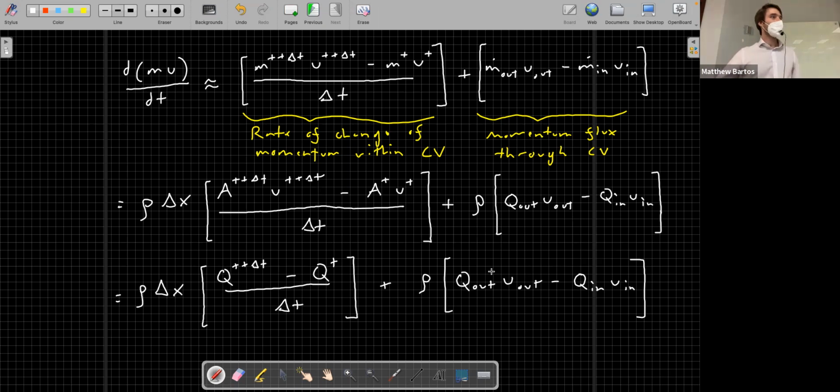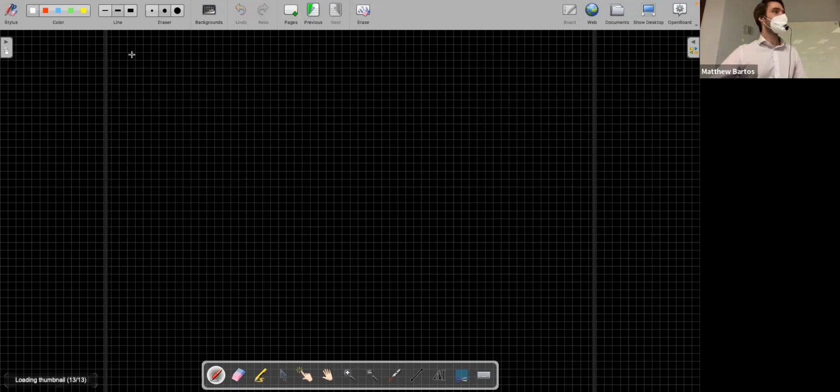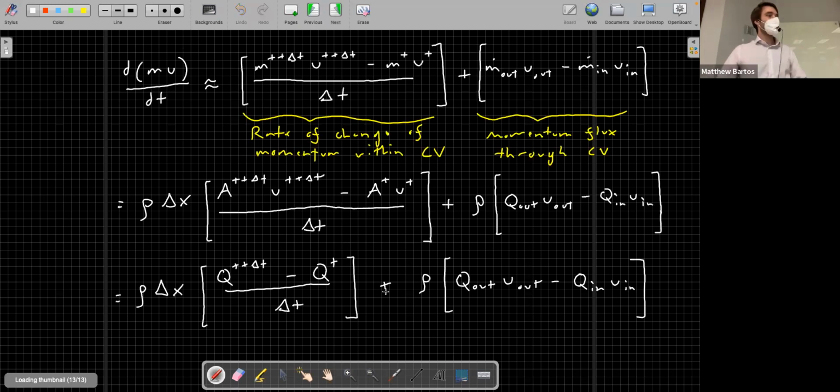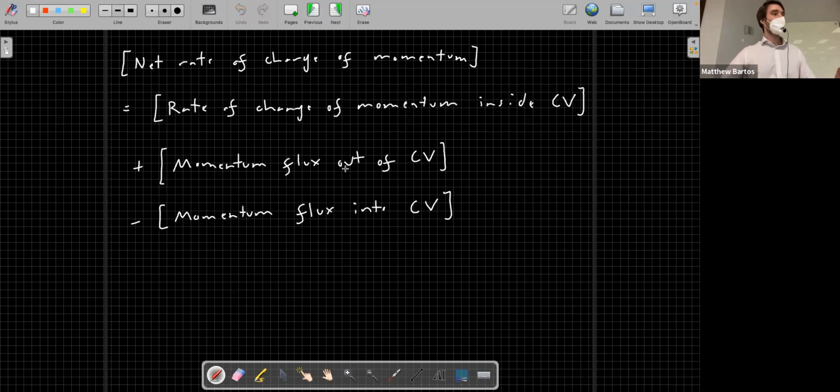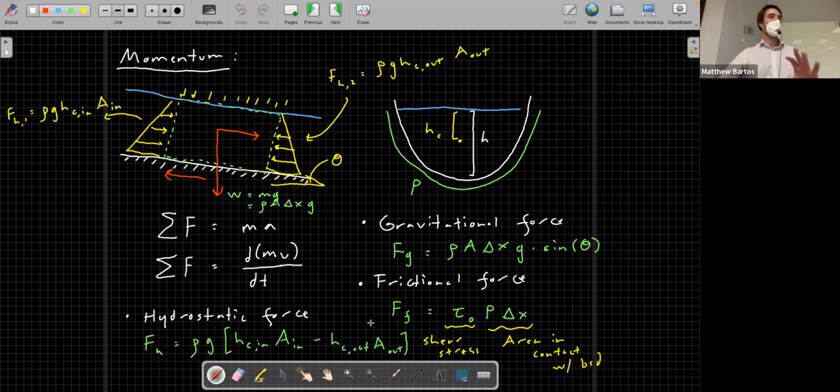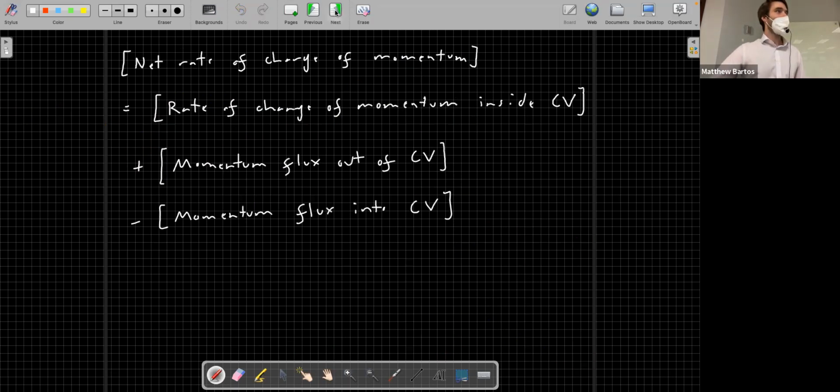Okay, so here we have our expression for the rate of change of momentum. All we have to do now is say that the rate of change of momentum is equal to the sum of forces. So we're going to take our expression for the rate of change of momentum, that's what we have right here, and we're going to equate it to our sum of forces that we wrote down here. Okay, and let's see what pops out when we do that.